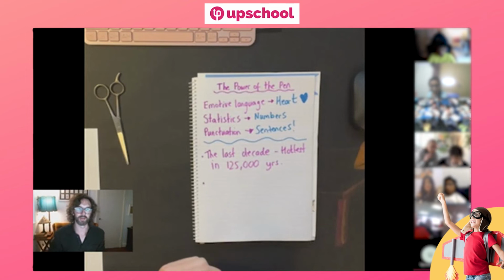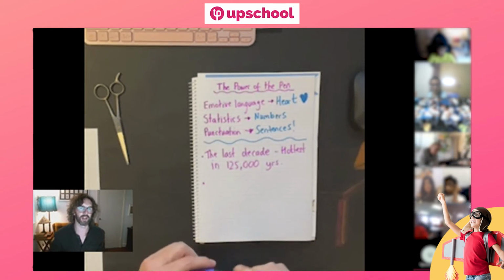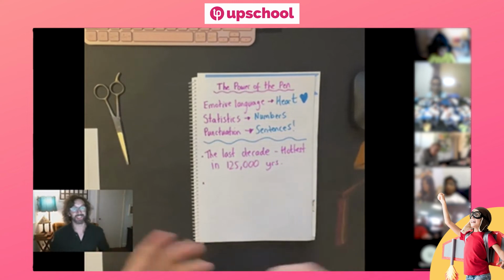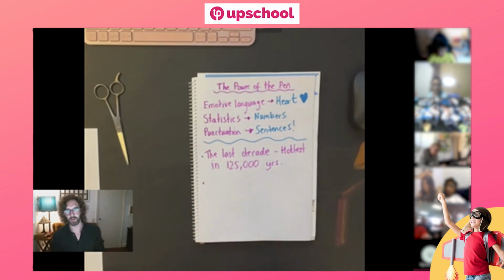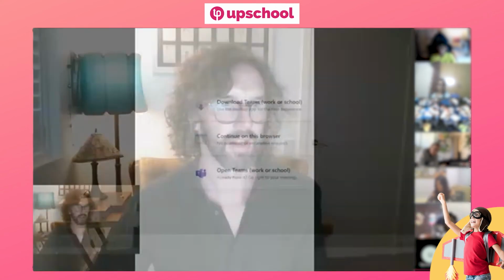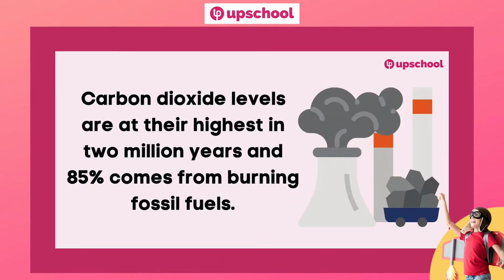And let me tell you, 85%, almost all of them, come from burning fossil fuels like coal and oil and gas and all of these things. So let's try to get that down in our books if we can. I'm just going to flick to the right slide so you can see here, guys. There you go. Here's the slide for you. So the carbon dioxide levels are at their highest in 2 million years, and 85% comes from burning fossil fuels.